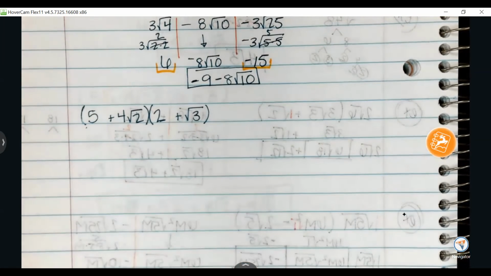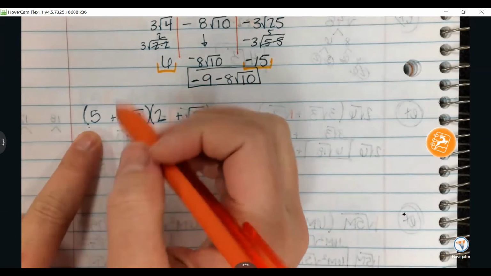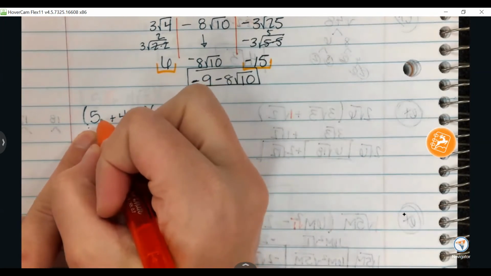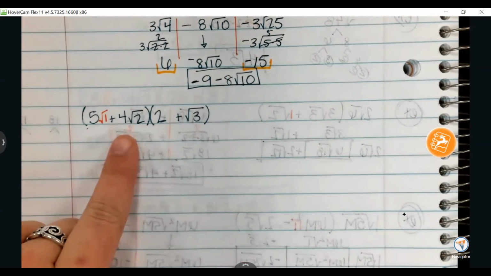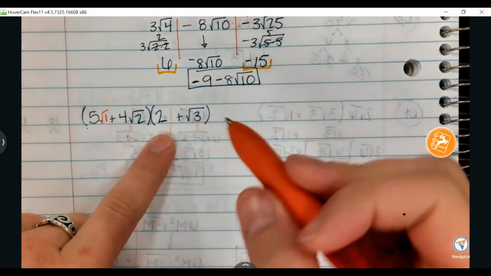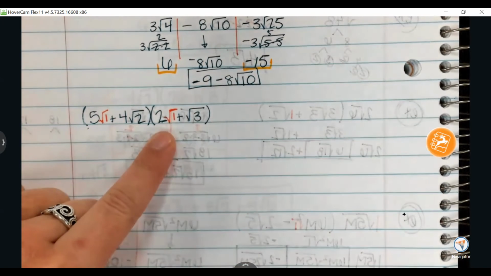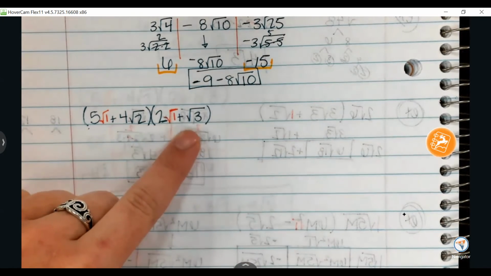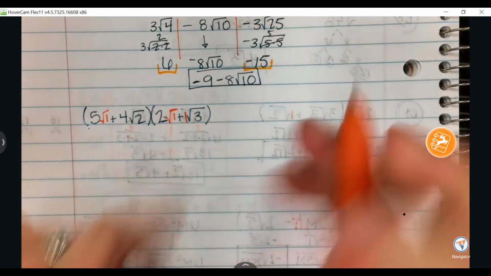So let's go through. First step, everything needs an outside and an inside. What's the very first one missing? An inside. So what can I write? Square root of 1. Very good. Outside, inside, outside. I'm missing an inside, so I'm going to write square root 1. And what's the last one missing? An outside, so I'm going to write a 1 outside.